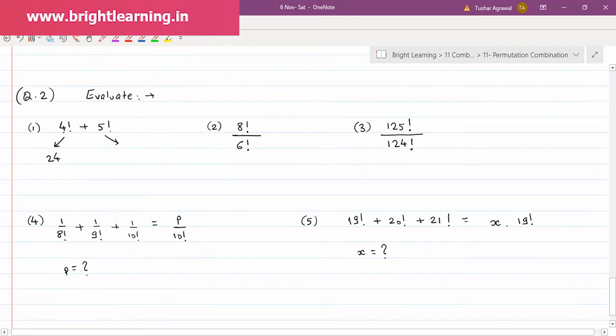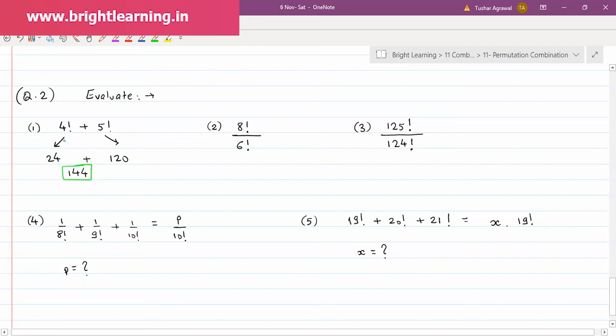Once you calculate 4 factorial, 5 factorial can be calculated very easily because you have already done the multiplication up to 1, 2, 3, 4. So how to calculate 5 factorial? 1, 2, 3, 4, 5. Up till 4 you have already done, so just multiply this value by 5. That will be 24 into 5, 120. And you have to do the addition. So the addition, 144, is the answer. Is this clear?